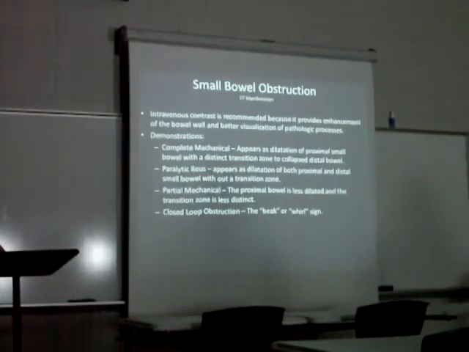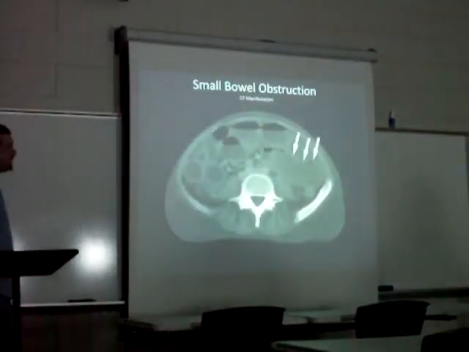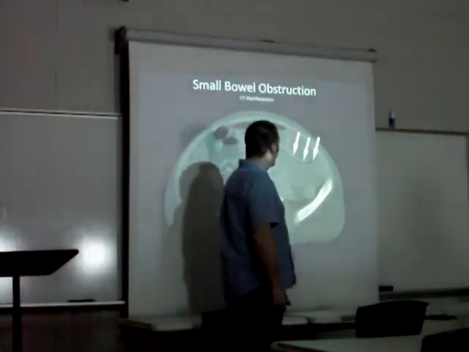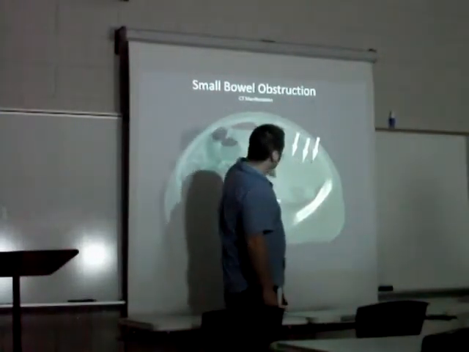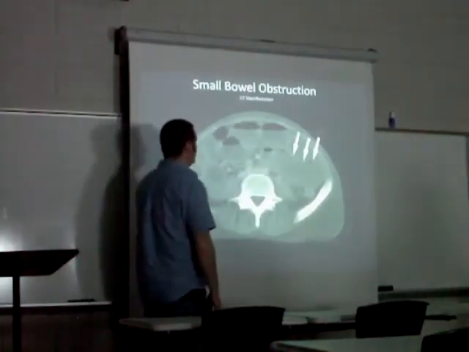So, small bowel obstruction looks something like this. You see tons of dilated colon. You see all of this is just completely dilated, and this is actually your small bowel, which should not be this big at all.